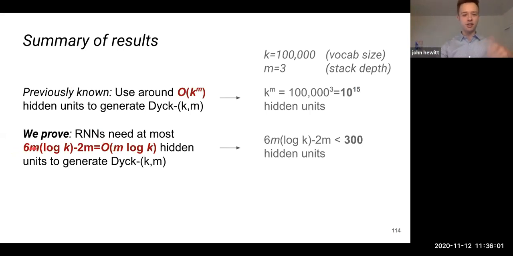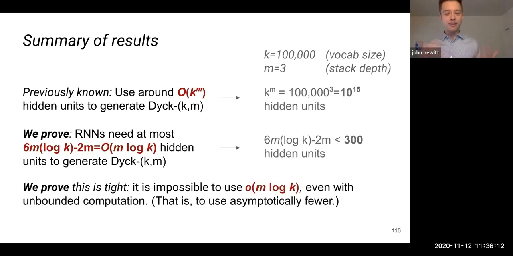And I'm giving you some constants here, 6 times m log k, because the constants are pretty small and actually make a very different prediction about how many hidden units you might need. So this is exponentially better than what was known before, as in log of what was known before. And then we actually also prove that not only is it better than you might imagine, no machine that uses a vector memory could possibly use asymptotically fewer than m log k. So RNNs are optimal in terms of the number of hidden units they need to generate these bounded hierarchical languages. I think that's fascinating.